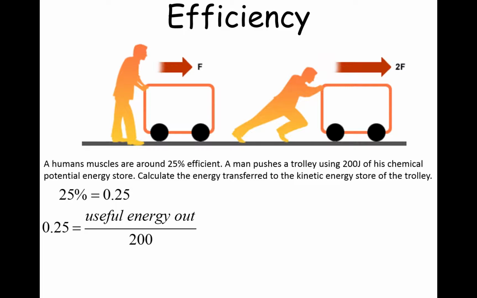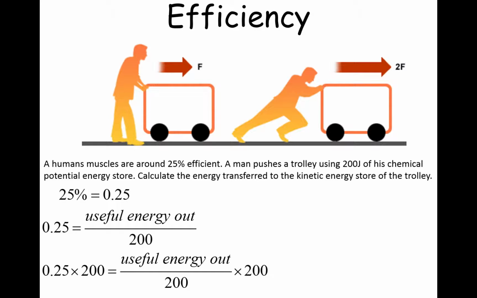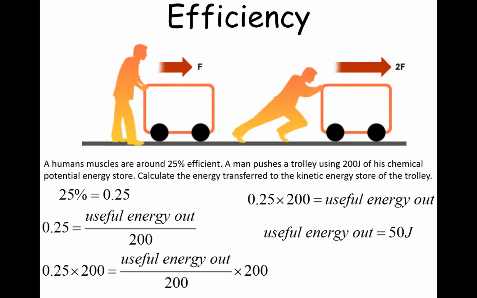Now, since the useful energy out is being divided by 200, we're going to use an inverse operation. We're going to multiply both sides by 200. Once we do that, 200 divided by 200 is 1, so we now have that the useful energy out equals 0.25 times by 200. This gives us an answer of 50 joules. The useful energy out is 50 joules.